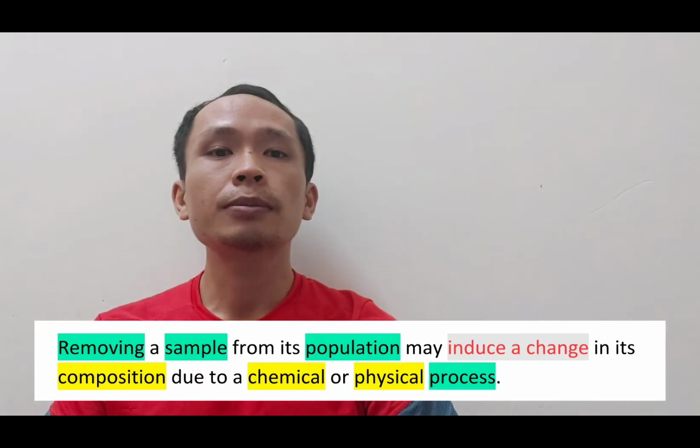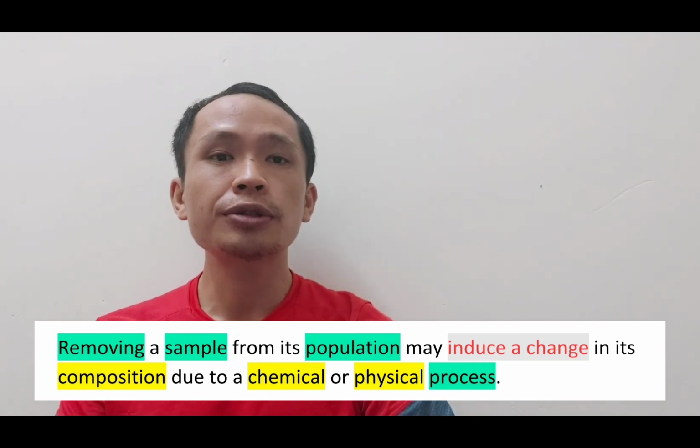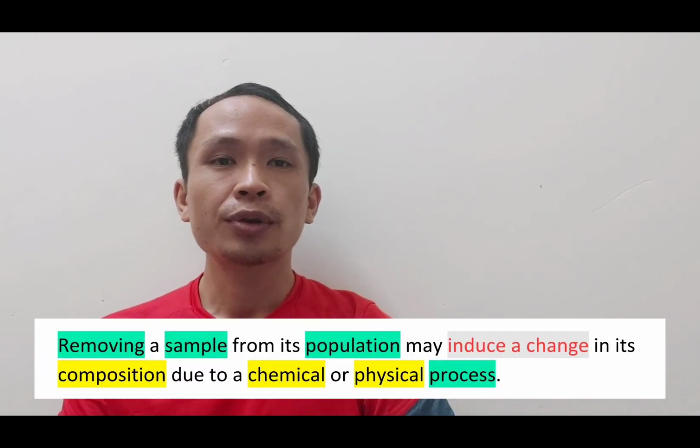And as usual, I'll say the sentence again in both British English and in American English. Removing a sample from its population may induce a change in its composition due to a chemical or physical process. And in American English, removing a sample from its population may induce a change in its composition due to a chemical or physical process.